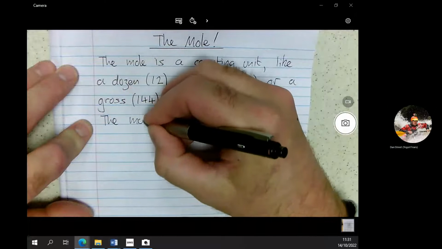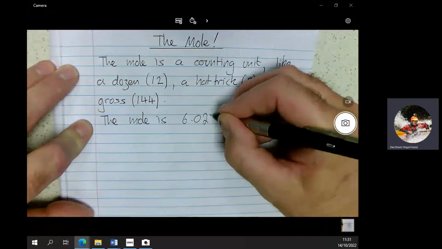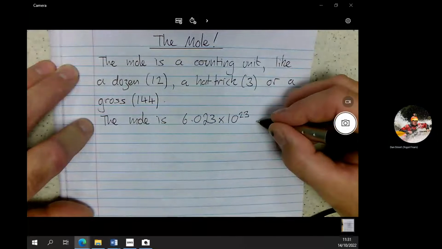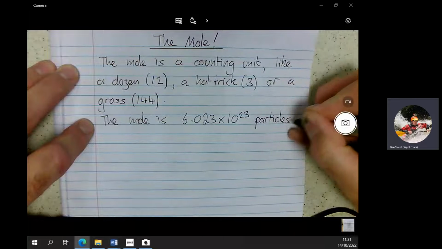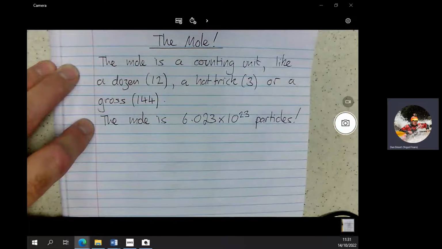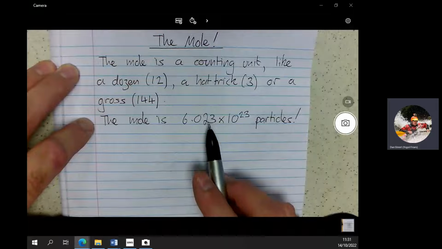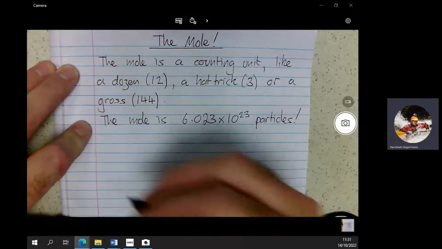The mole is 6.023 times 10 to the 23. I'm going to write the word particles. So we tend to use it to count particles. It's a lot of particles. You could, if you wanted, write that out as a conventional number where you'd have to write 20 zeros after the 3. So it'd be 6, 0, 2, 3, and then 20 zeros. It's a big number for counting small things.